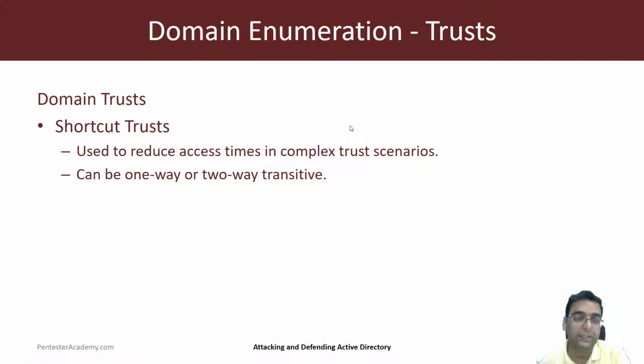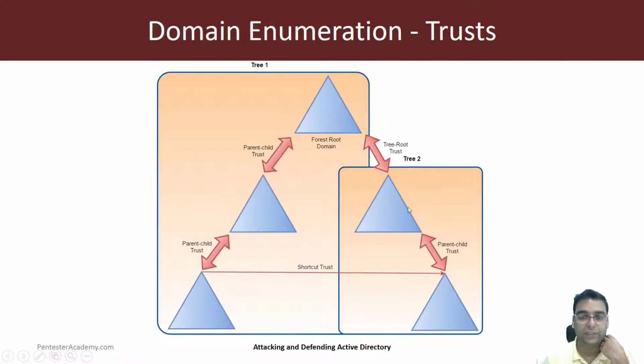Now there is a special trust called shortcut trust. In some scenarios, trust relationships may become so complex that it starts impacting the access times. So in such cases, a shortcut trust can be established between two domains, which, because it is manually established, can be one way or two way, which reduces access times. For example, in this representative diagram, if a user from this domain wants to access a resource on the domain on the right, to reduce the hops required to access the resources, we can have a shortcut trust.